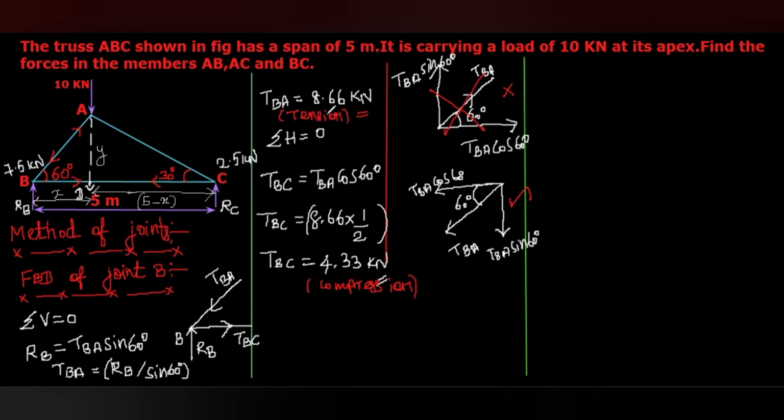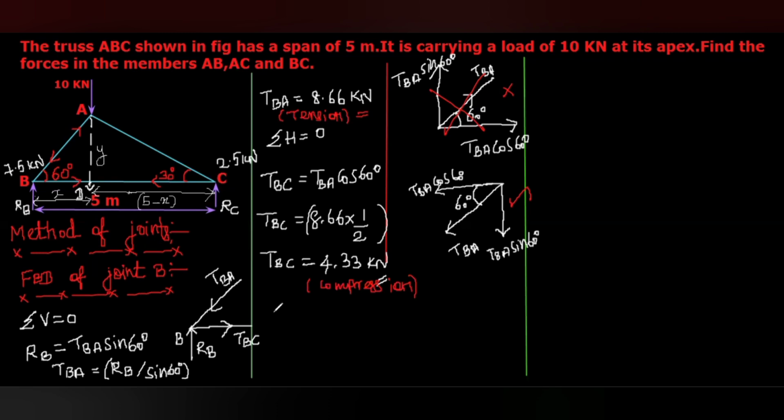Okay. So now we are going to analyze the next joint, that is the free body diagram of the joint C. Here, the forces in the members AB or BA is calculated, AC is not yet calculated, and BC is also calculated. So we only have to calculate AC. So it's better you take the joint A or C. Now I'm going to take the joint C.